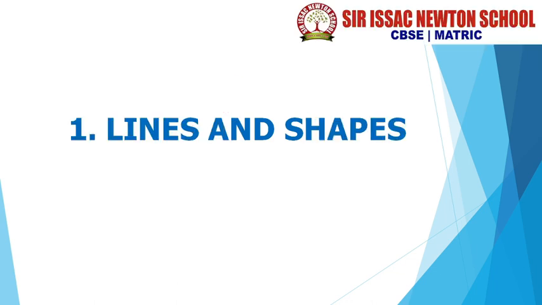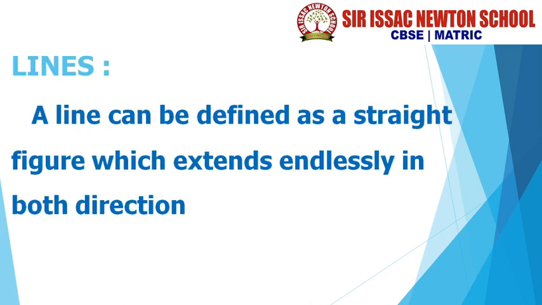Today, let us discuss lines and shapes. What is a line? You all know how to draw a line, right? Using your pencil and ruler. But what is a line? A line can be defined as a straight figure which extends endlessly in both directions. Let's see some examples for this.